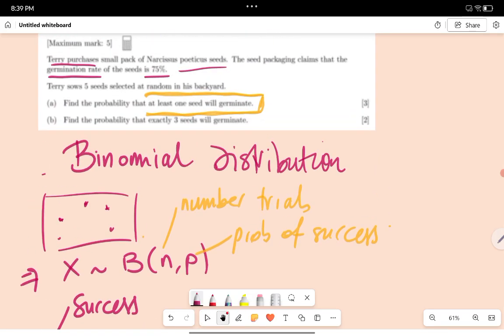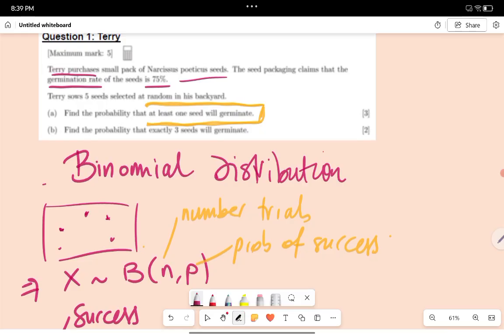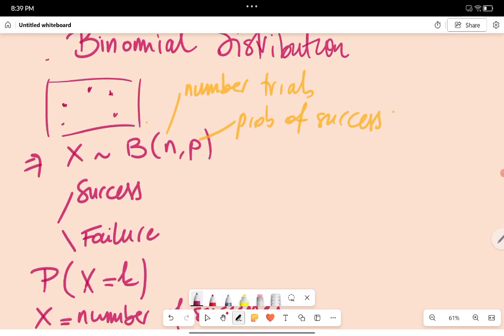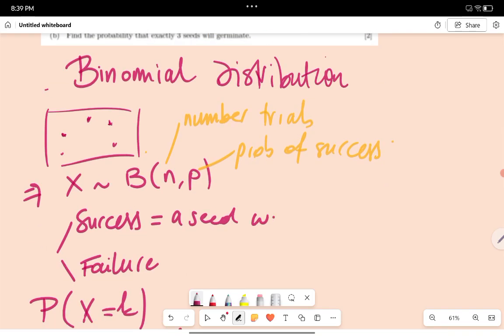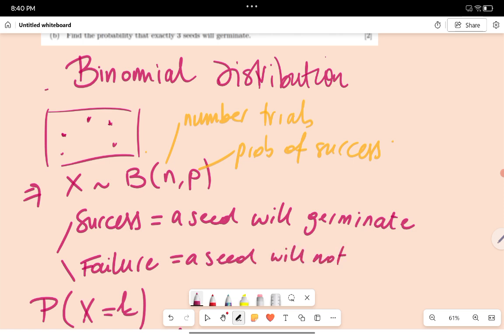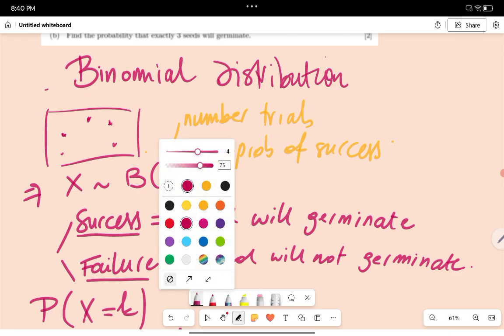So if we now look at this question, we can determine what our success might be. Find the probability that at least one seed will germinate. Success is the outcome that a seed will germinate. Okay, this is our success. Failure is a seed will not germinate. All right? Okay, so now this is important. We have denoted what our success is and our failure in a binomial distribution.